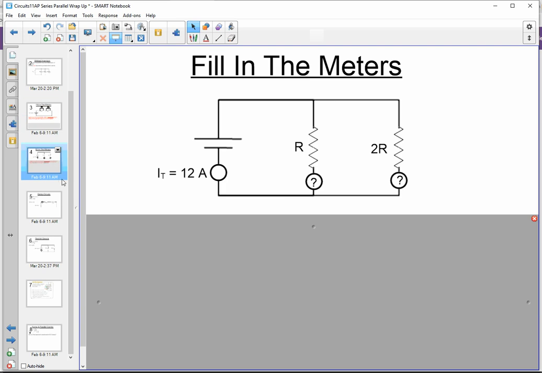In the last video, we also discussed how current branches when you have different size resistors in the branches. If 12 amps of total current flows, you should be able to predict how much of that current will flow down the R branch and how much down the 2R branch. You should pause the video and think about your answer.